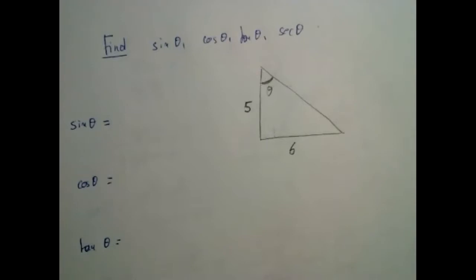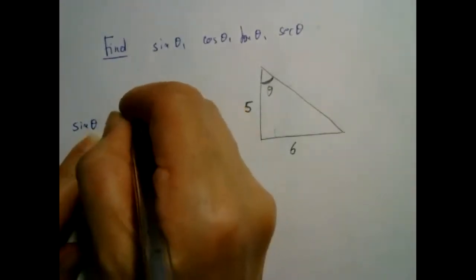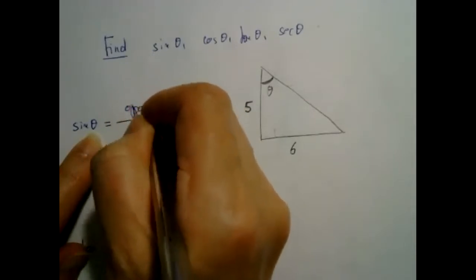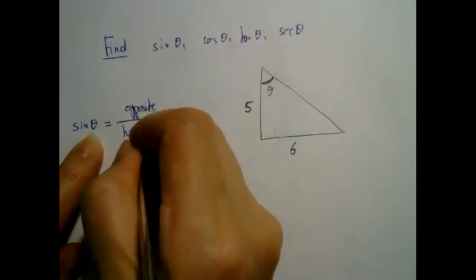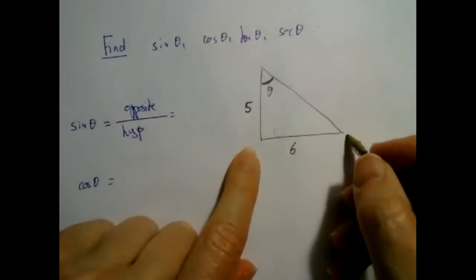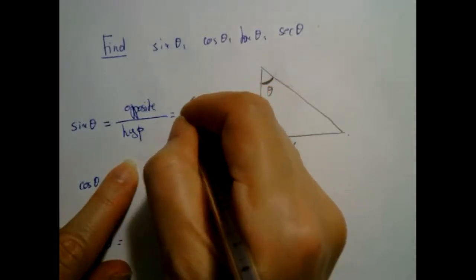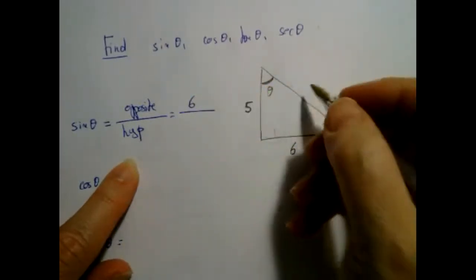Okay, 0.768. We have to see how you got that. Let's see. The sine is opposite over hypotenuse. The opposite is clear. The opposite here is 6, so I don't have a problem with the opposite. The hypotenuse, I don't have it.